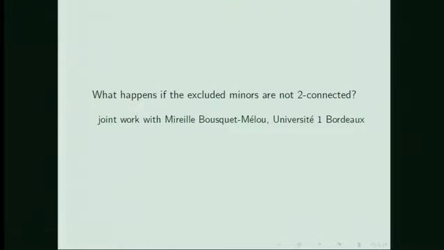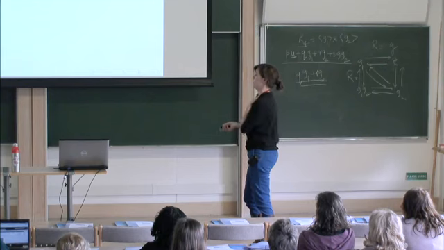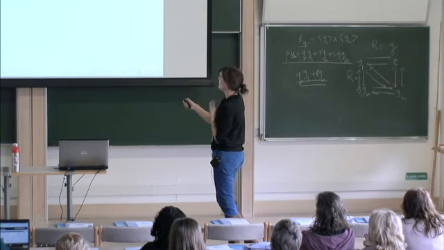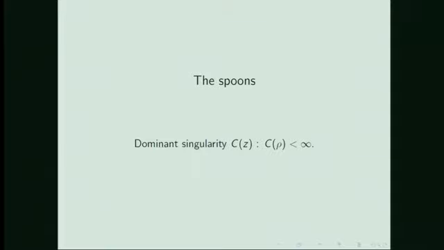And what happens if they're not connected? Well, that's basically what I've been working on with Mireille. Okay. My talk will now be very much examples. I won't really go into the details or explain the proofs. It's just more pictures and different scenarios of what could happen.